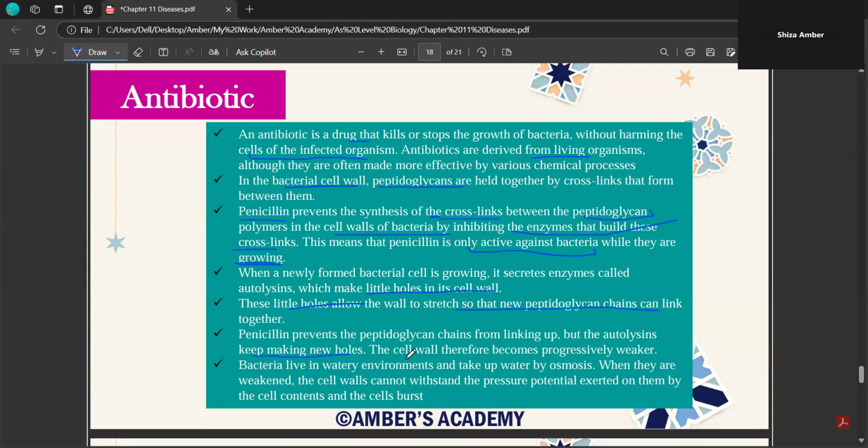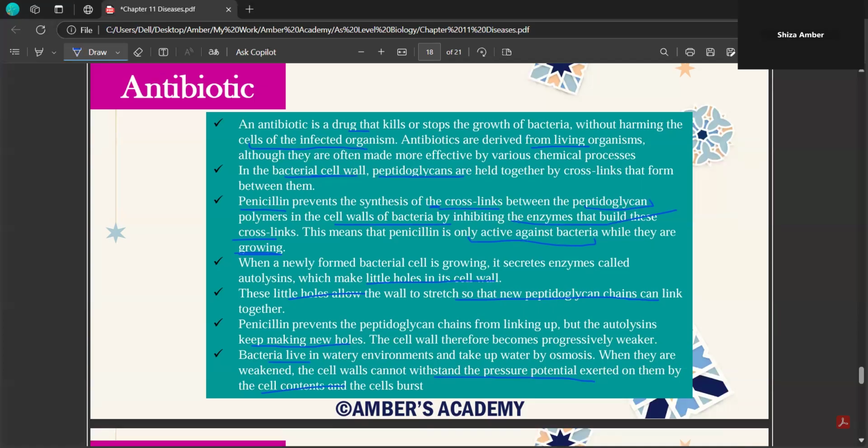So eventually the cell wall becomes weaker, and bacteria live in a watery environment and take up water by osmosis. When weakened, the cell walls cannot withstand the pressure potential exerted on them by the cell contents, and the cell eventually bursts.